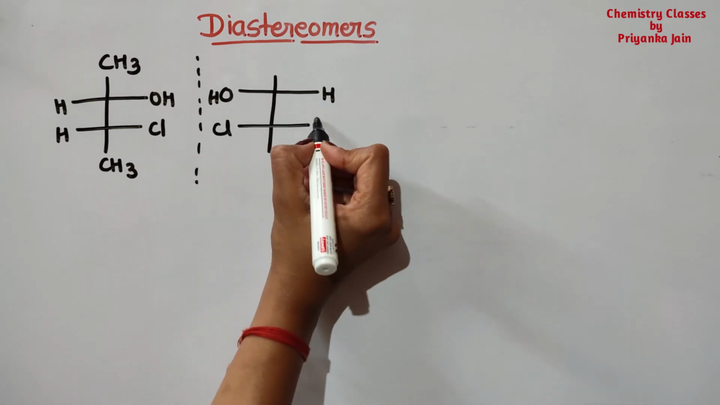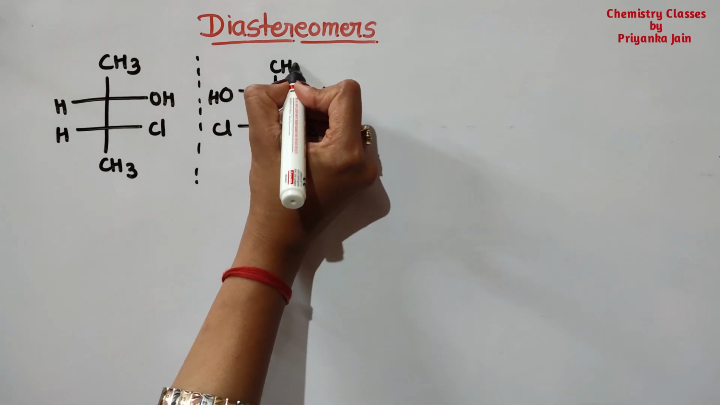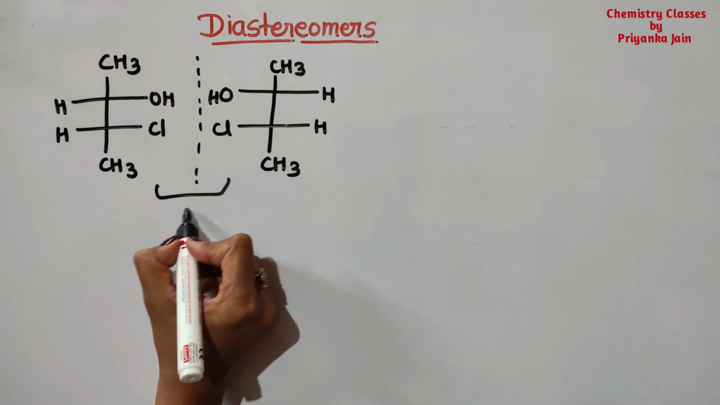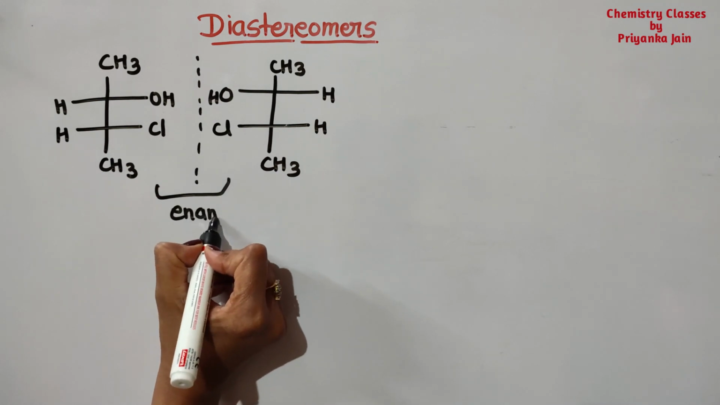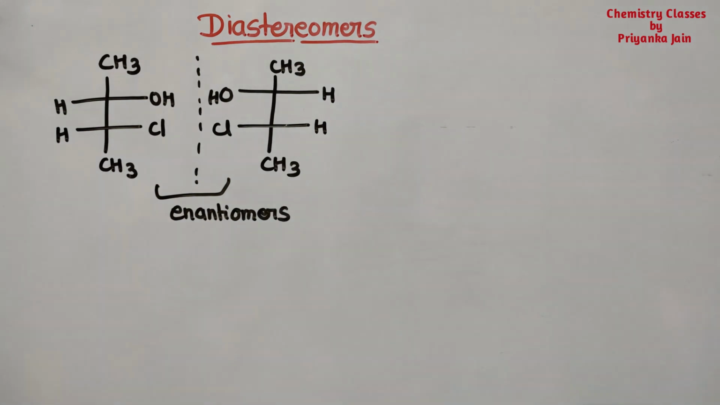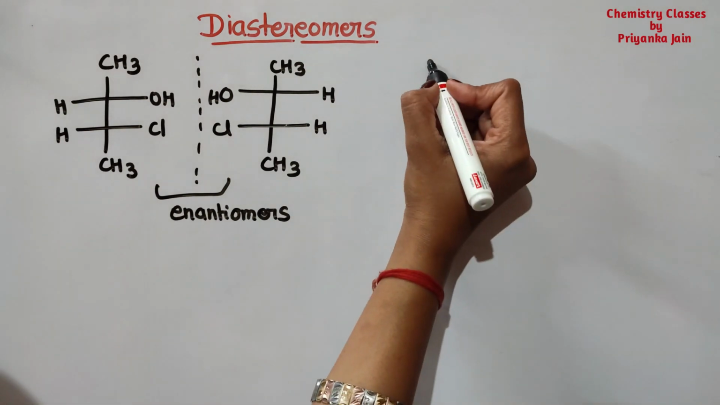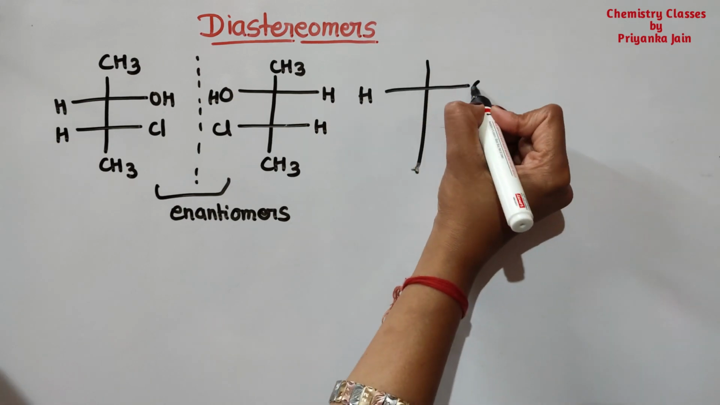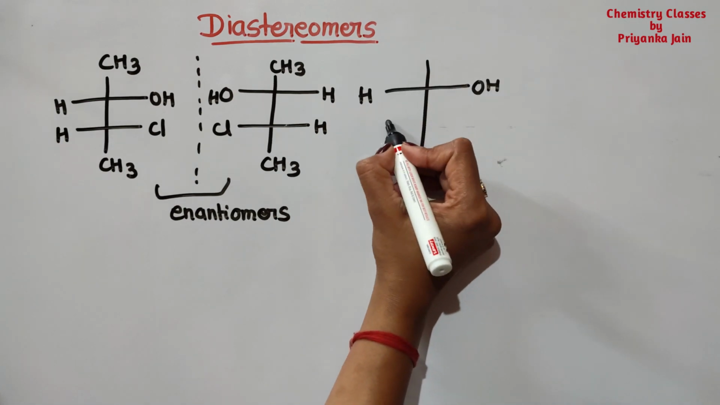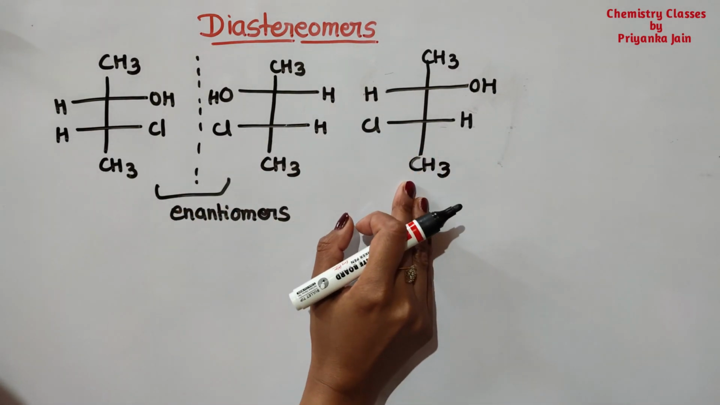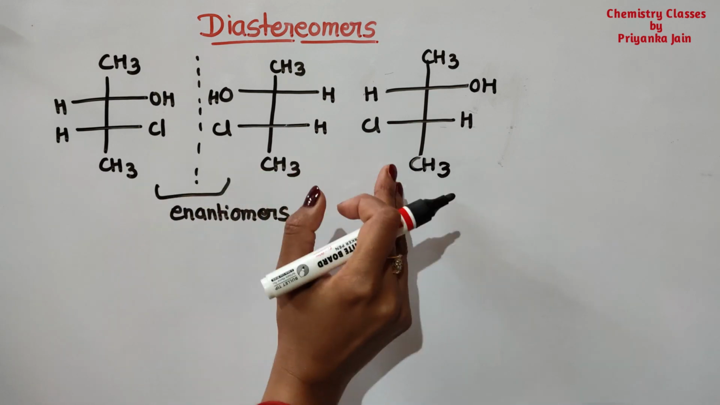So this will be in this manner, right? This is its mirror image. These 2 are the enantiomers, right? Now if I make another molecule in this manner, okay, now see these 2 molecules, can you match them?